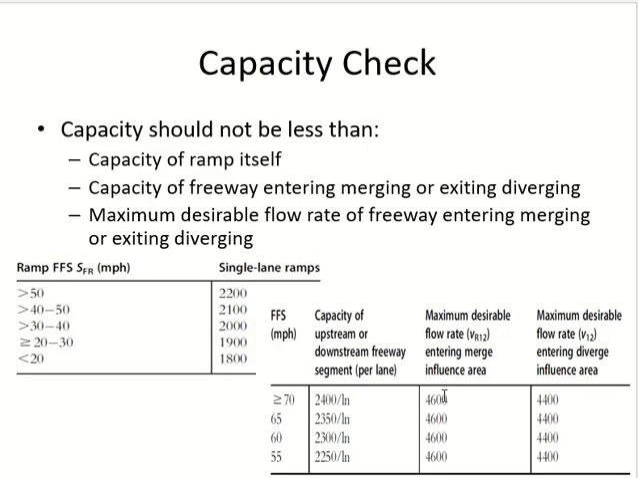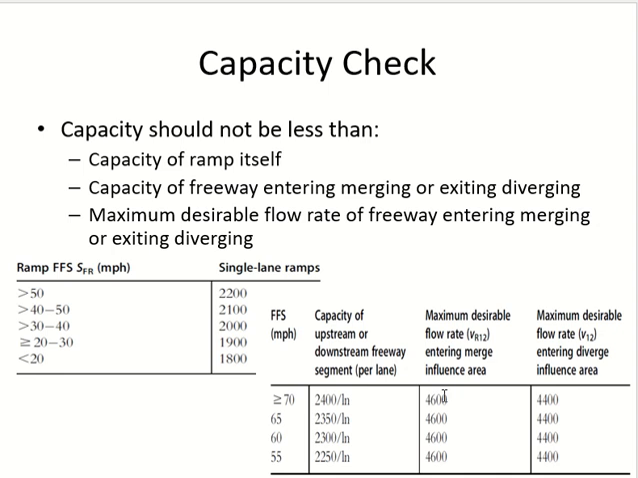first of all, the flow rate on the ramp. Flow rate on our ramp is 935. It should be less than its capacity. What is the free flow speed on the ramp? 35. So the capacity is 1900. No problem. The flow is less.